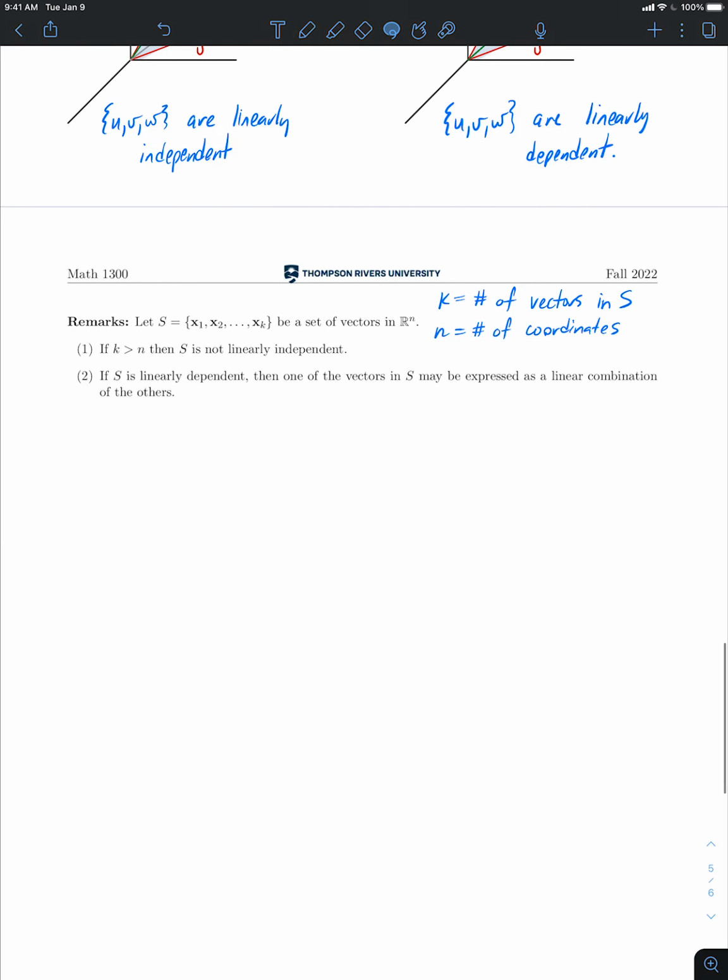If you've got a handful of vectors and they're all in a specific dimension, if the number of vectors is more than the dimension, right away, you know they're not linearly independent, so they must be linearly dependent.